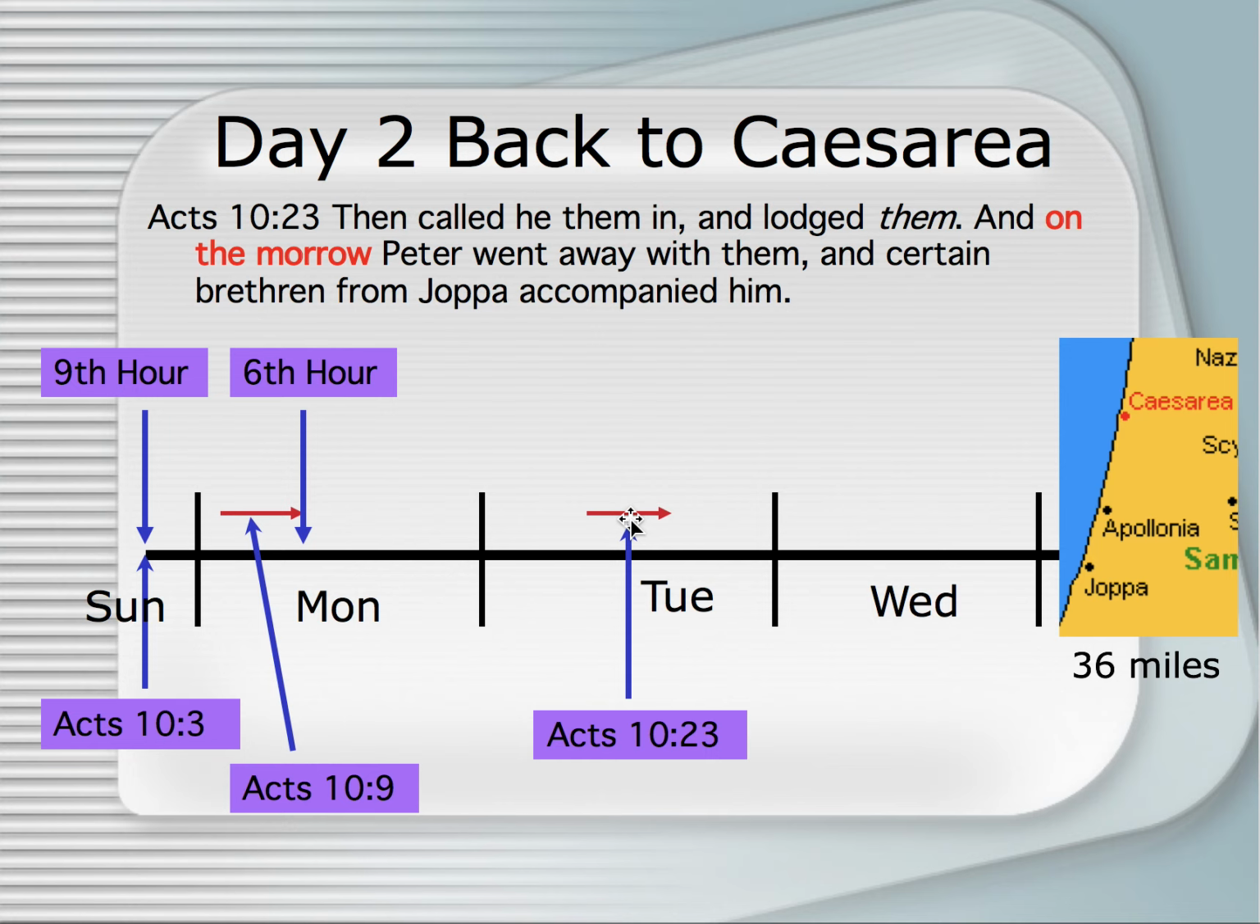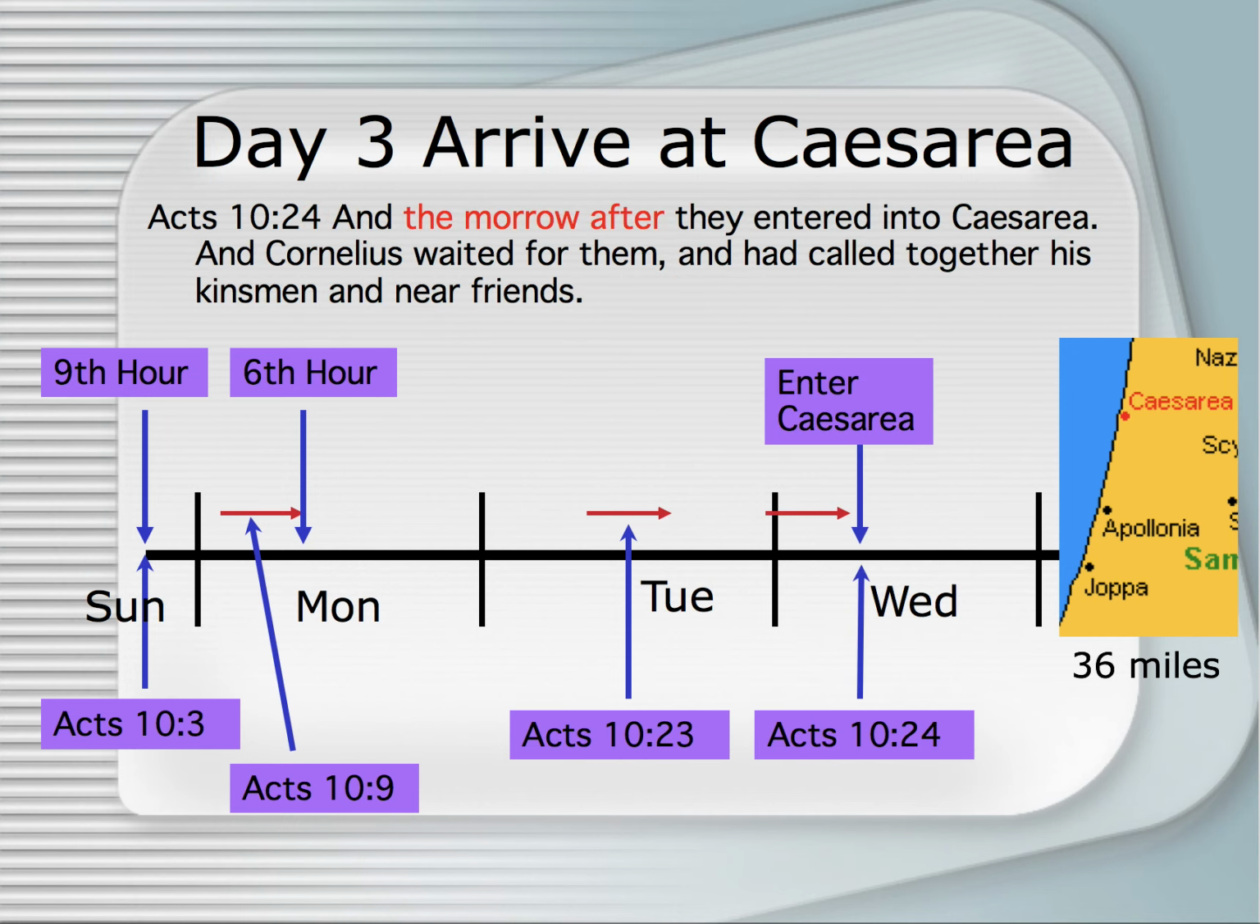and they now start to walk back to Caesarea. Verse 24, and on the morrow after. So the day after, they entered into Caesarea, and Cornelius waited for them and had called together his kinsmen and his near friends. So Cornelius in Caesarea will have known it's going to take a day to walk back.